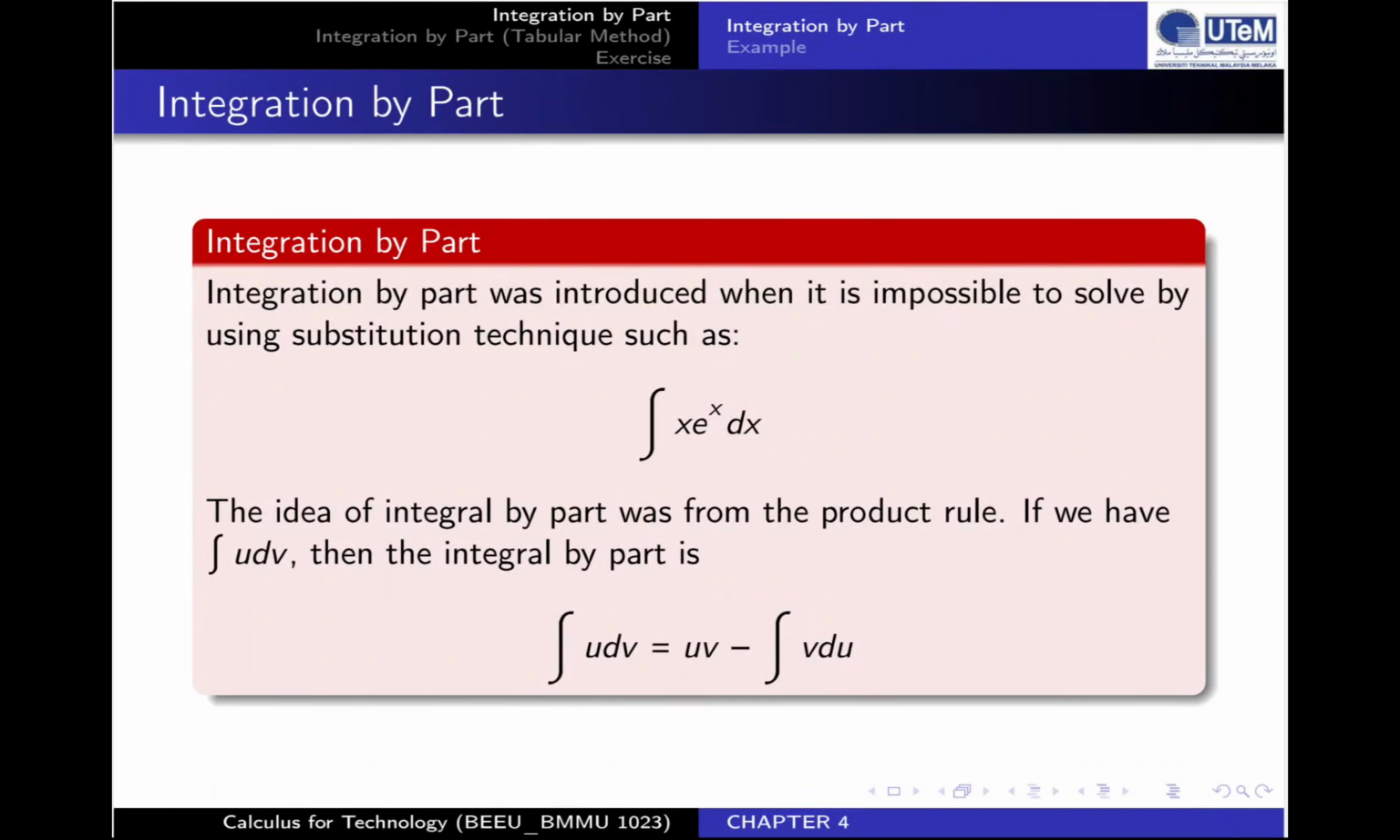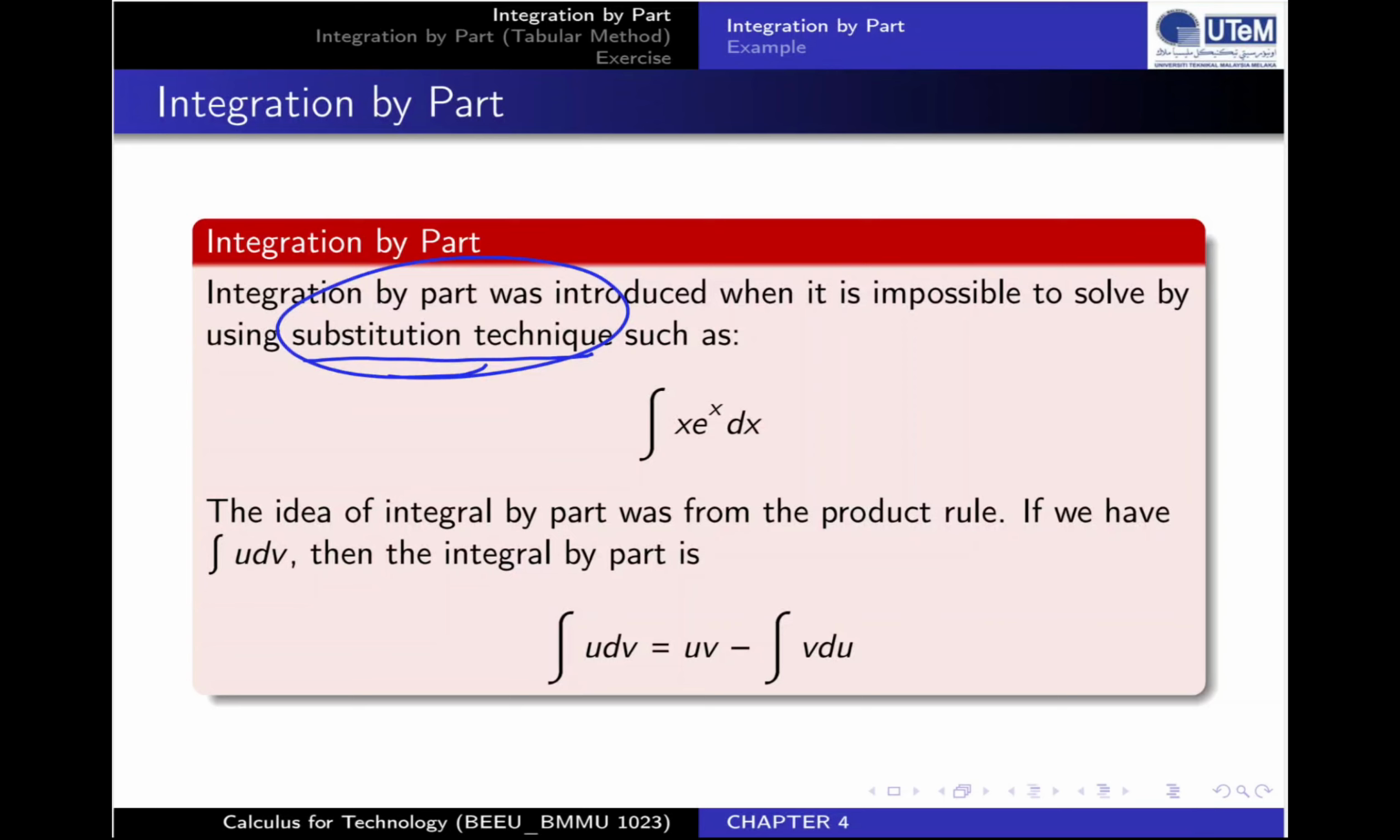Integration by parts was introduced when it is impossible to solve by using a substitution technique. As we know, last week we already learned how to solve integrations by using the substitution method. But somehow, not all the problems involving integration we can solve using the substitution technique. So we can try to solve the other way, which is integration by parts.